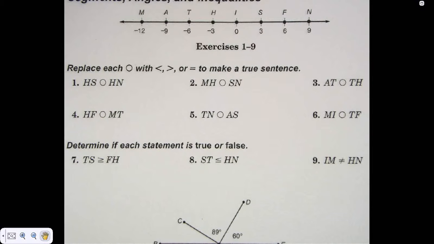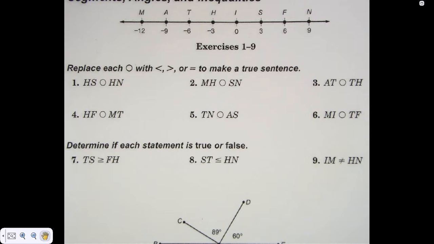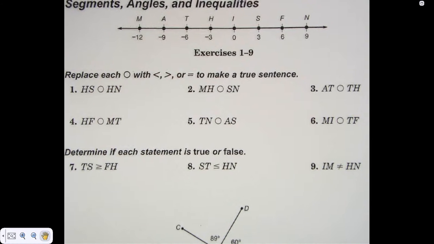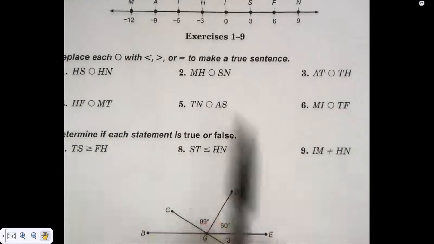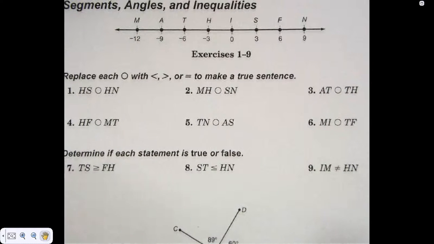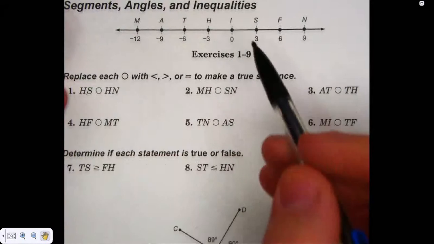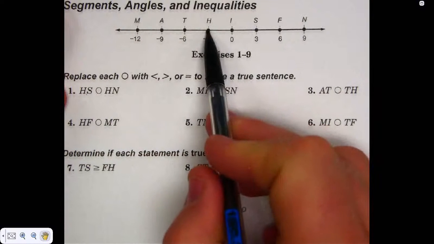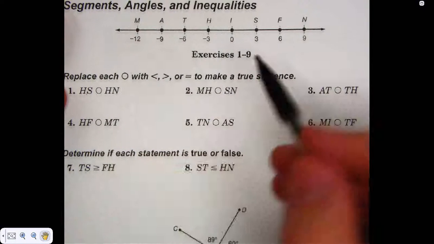Okay, let's look at this. We're supposed to say whether it's greater than, less than, or equal to, and make the sentence true using this number line up here. How am I going to find the distance from H to S? Look up here, and I'm going to take the absolute value and subtract that.